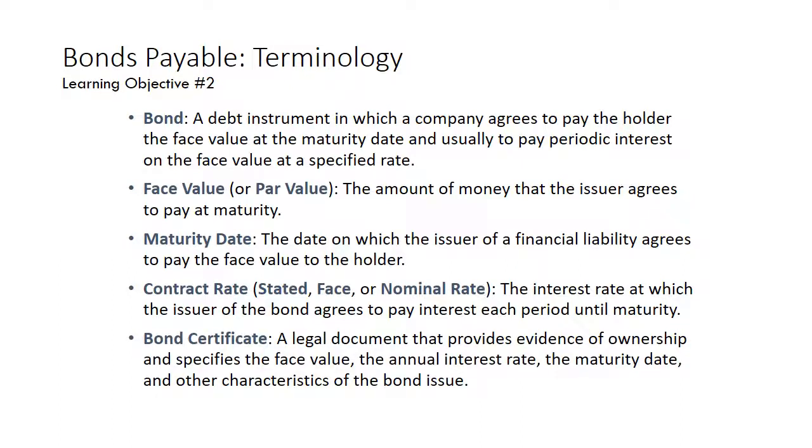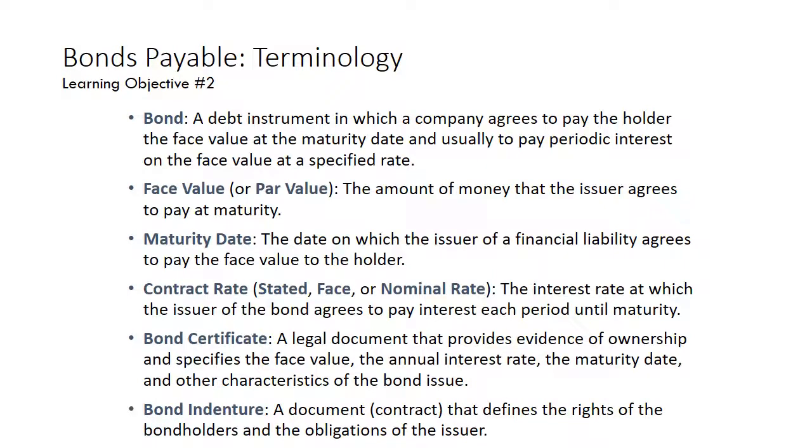And the bond certificate is just this bond that says, hey, whoever holds this owns this right to money in the future at the face value and interest payments. A bond indenture is a document that defines the rights of the bondholders and the obligations of the issuers.